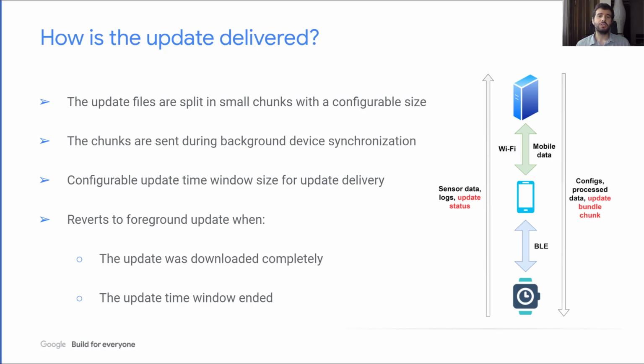The size of the chunks is configurable, and it should be small enough to not introduce a significant overhead in the background synchronization process, leading to problems similar to those encountered during the foreground update. Also, because we don't want to wait forever for an update to be delivered chunk by chunk, we implemented a configurable time window during which the update chunks can be delivered. When this window ends, the rest of the update is downloaded in foreground.